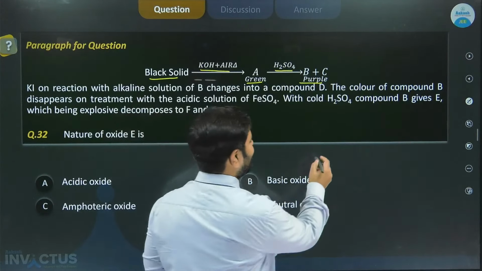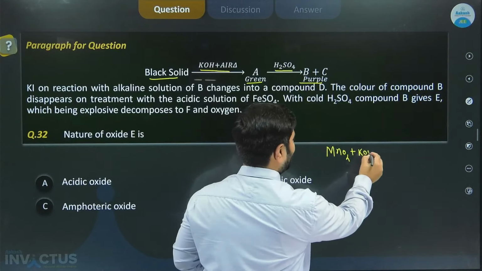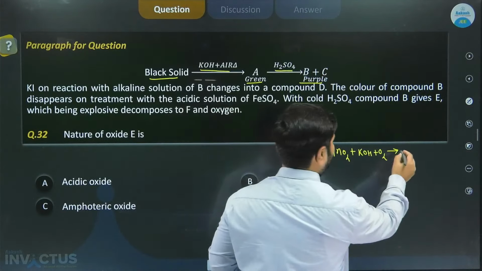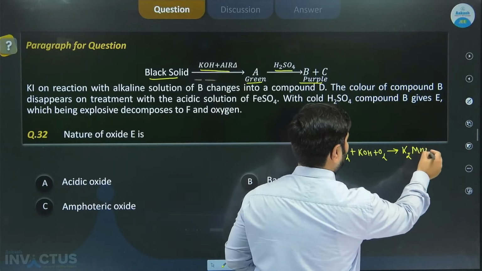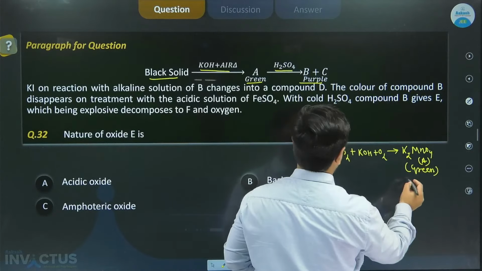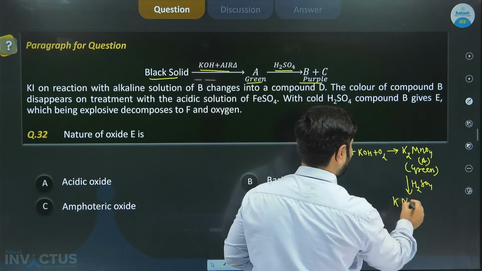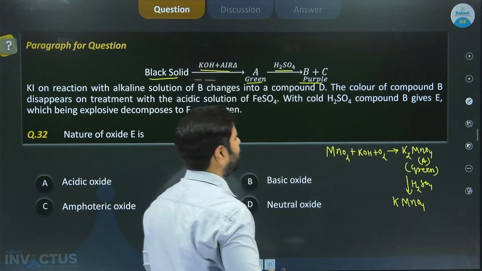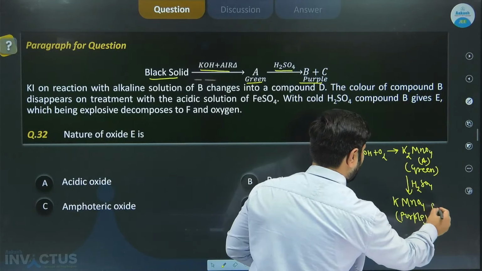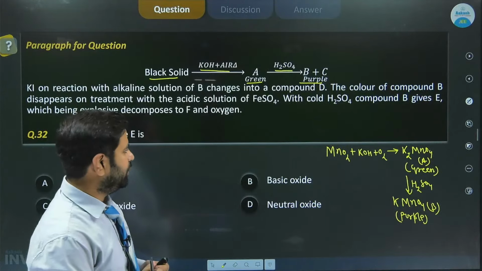So what are the reactions used here? The black solid would be MnO2 plus KOH plus oxygen, which on reacting gives K2MnO4. That is compound A, the green compound. And on acidification, we know that it gives KMnO4, the purple compound B, plus C, which can be H2 or MnO2 that will be formed.